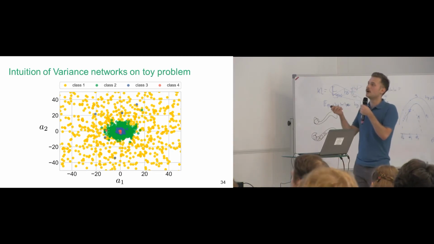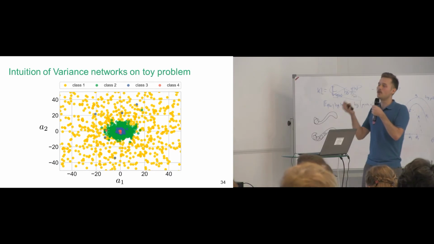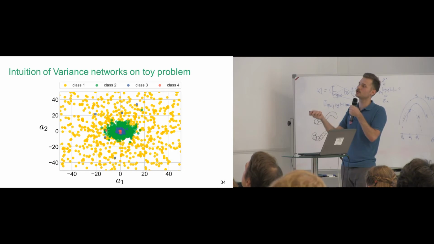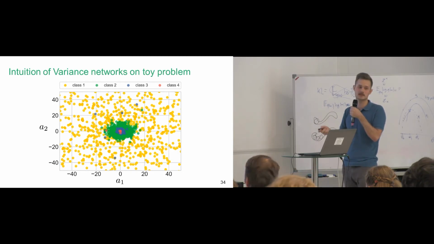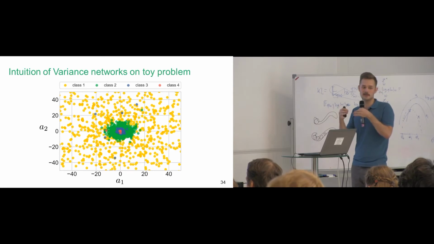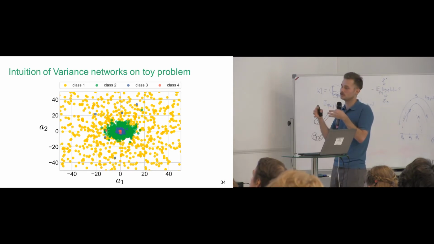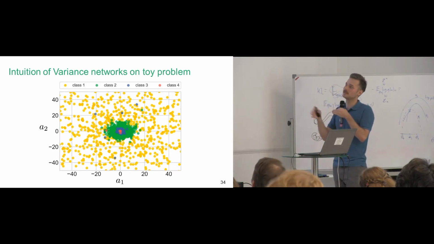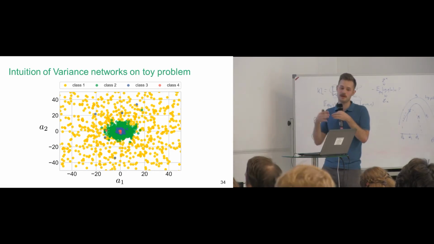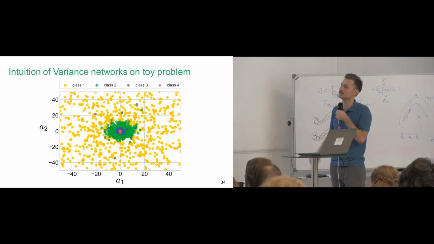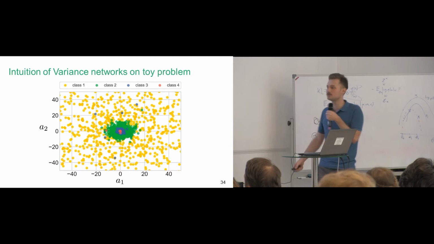We have 4 distributions with 0 mean. Each distribution has 0 mean on both axes and different variances. And that's what our network does. It tries to classify a distribution by its variances, not by its means, but by its variances. And that's pretty cool.